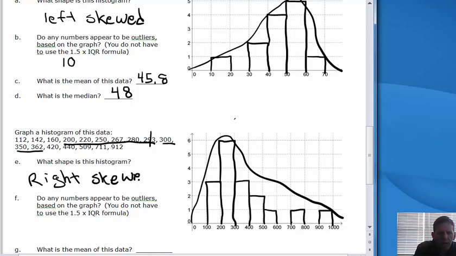Do any numbers appear to be outliers? Again, do any bars seem to be removed from a majority of the data? To me, we've got 2 bars that look like that. I would say this one and this one both are, and that would lead me to indicate that probably 711 and 912 are both outliers in this case. Again, we could check it using a formula, but just off the top of my head, I would say that those appear to be outliers.